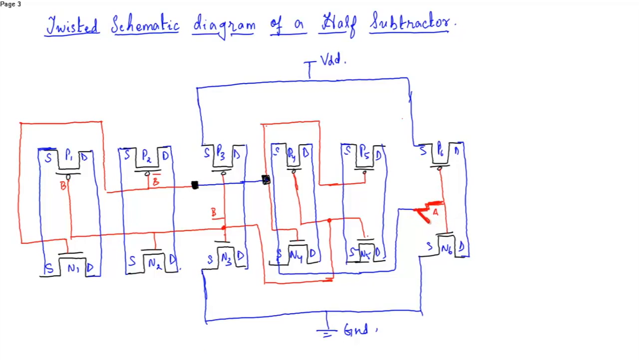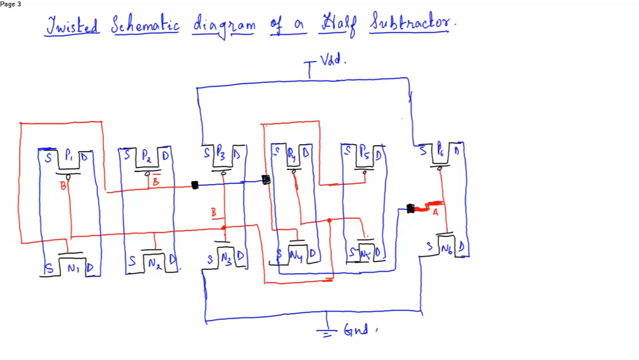There is an overlapping, so we'll place a poly contact in the layout. Just for marking, we are placing these black squares. Okay, now A is connected.